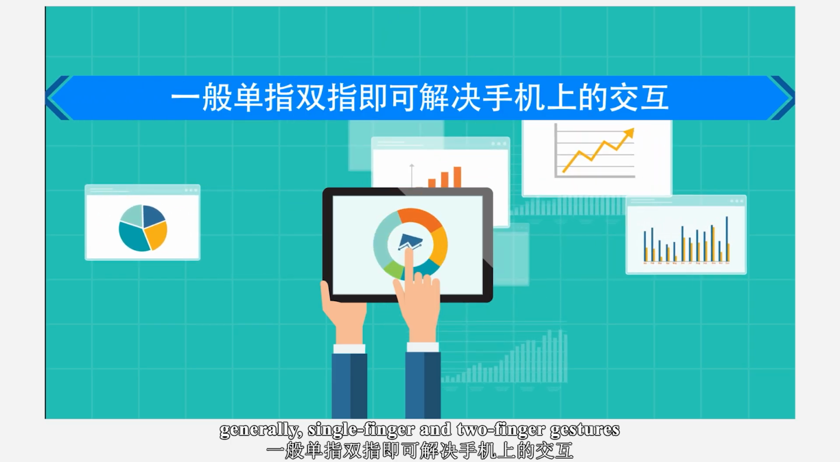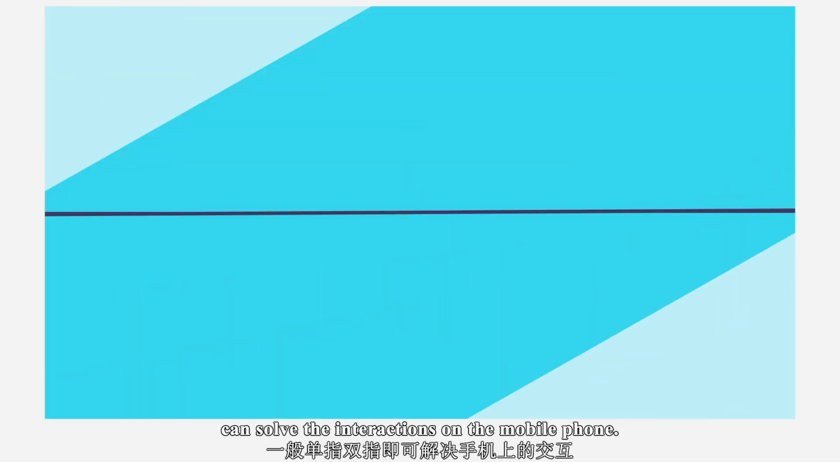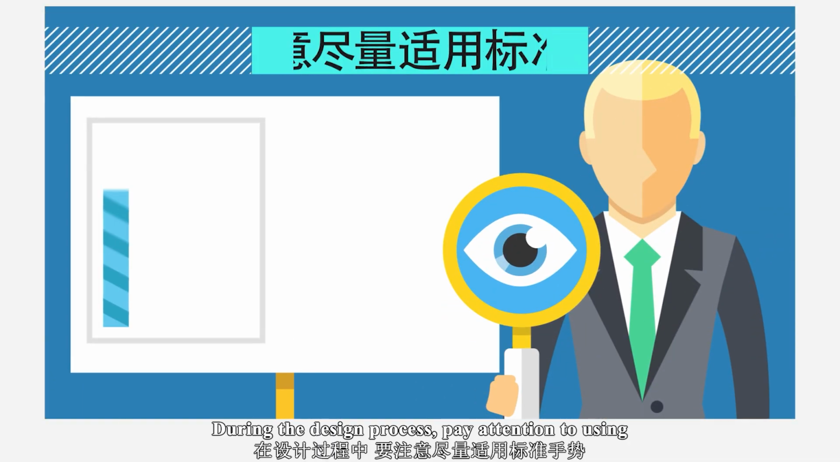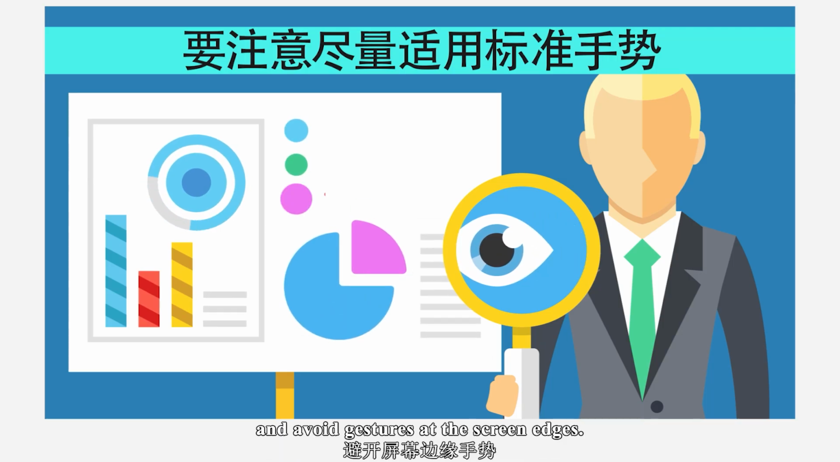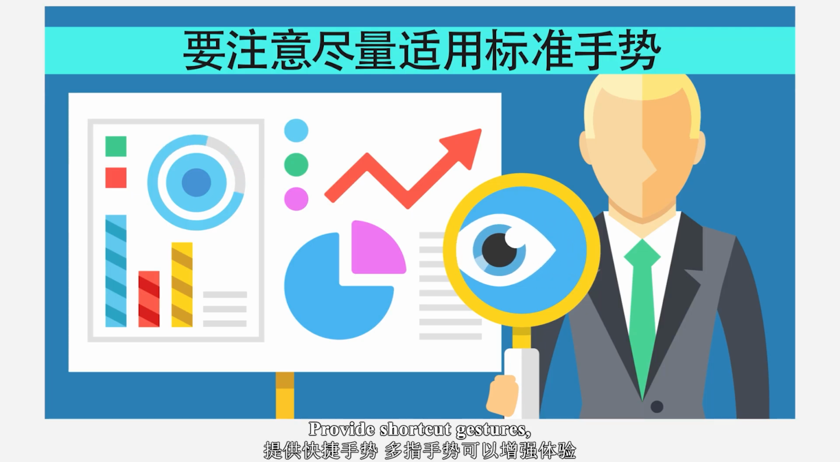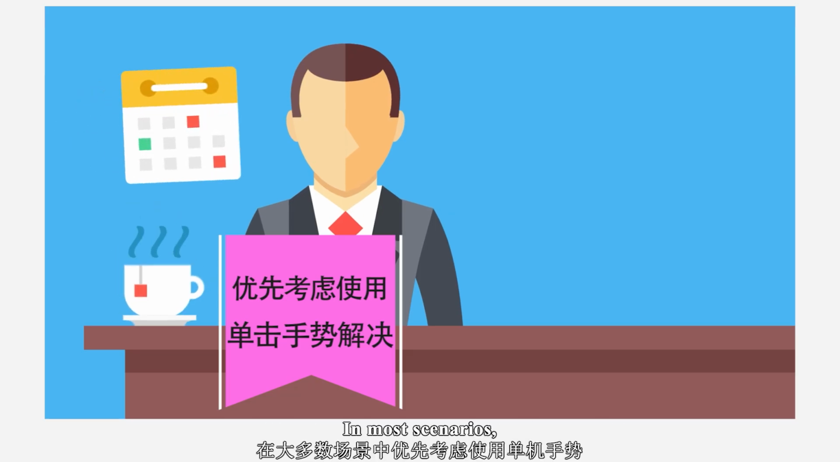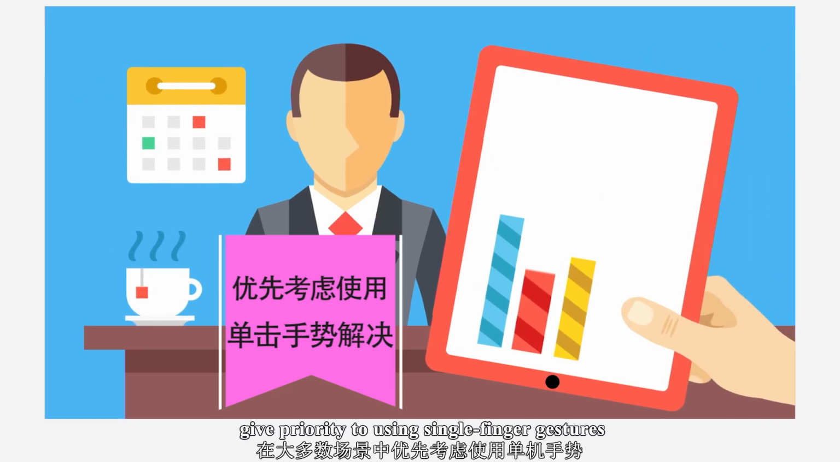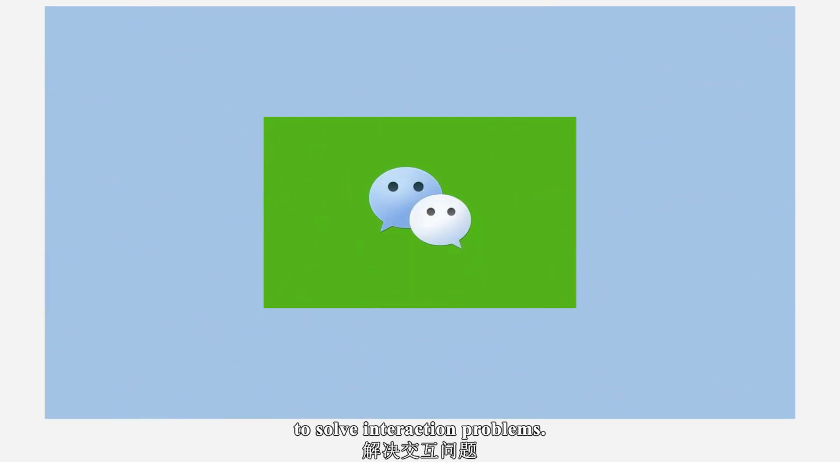Except for games, generally, single finger and two finger gestures can solve the interactions on the mobile phone. During the design process, pay attention to using standard gestures as much as possible, and avoid gestures at the screen edges. Provide shortcut gestures, and multi-finger gestures can enhance the experience. In most scenarios, give priority to using single-finger gestures to solve interaction problems.